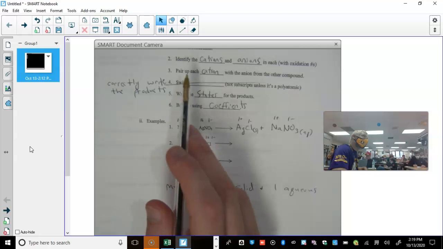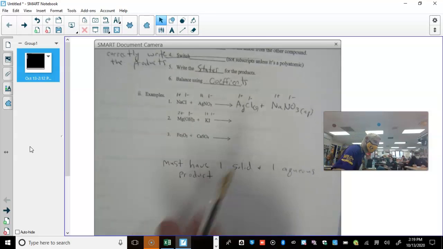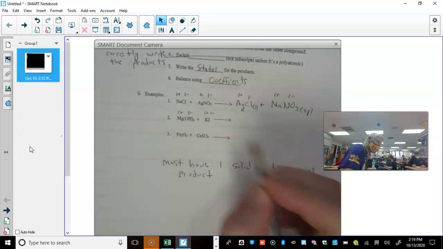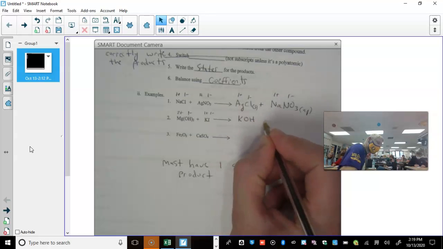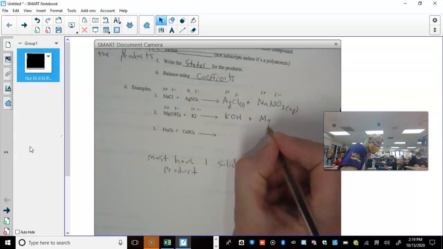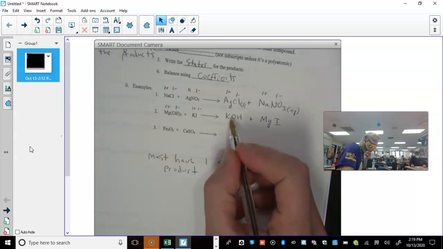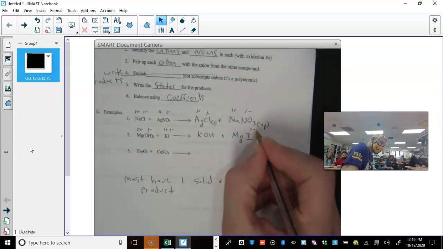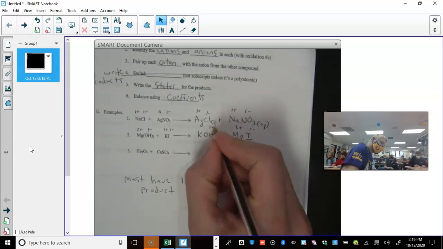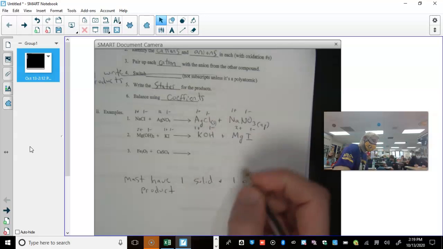You swap them. So pair up each cation, swap the cations. So Mg and K are positive, those are going to swap. So K goes with OH, and Mg goes with I. Notice how I'm not carrying over the 2. I'm going to balance it later. So iodine's 1-, magnesium's 2+, hydroxide 1-, potassium 1+.